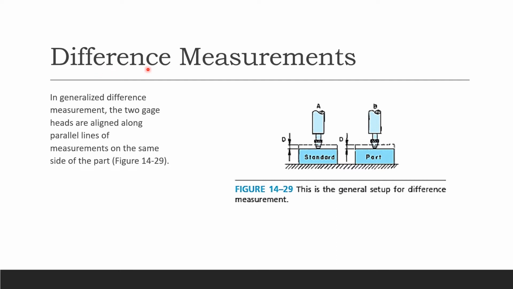Another one is difference measurement. They're not the same: differential is differential and difference is difference. In generalized difference measurement, the 2 gauge heads are aligned along parallel lines of measurement on the same side of the part. You can see your standard and then your part. This is just a general setup for difference measurement. Then you have your head A and head B, and this is your D, the difference between the 2 parallel lines.